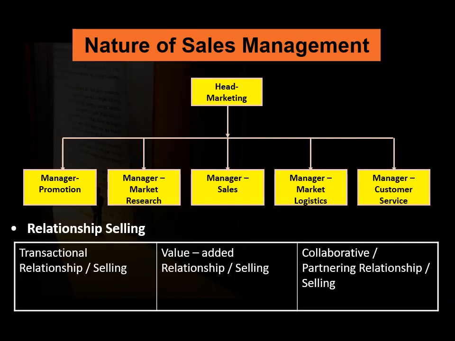Now you can see a chart depicting the nature of the sales management or the structure and its integration with the marketing management. You can see the structure is led by the head marketing. The designation may be CEO, the designation may be VP marketing or VP sales or general manager sales also. And there are different hierarchies, different sub functions or the departments, like manager promotion, manager market research, manager sales, manager market logistics, manager customer services.